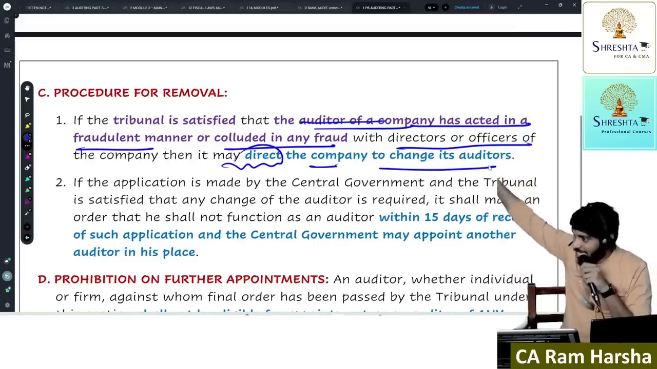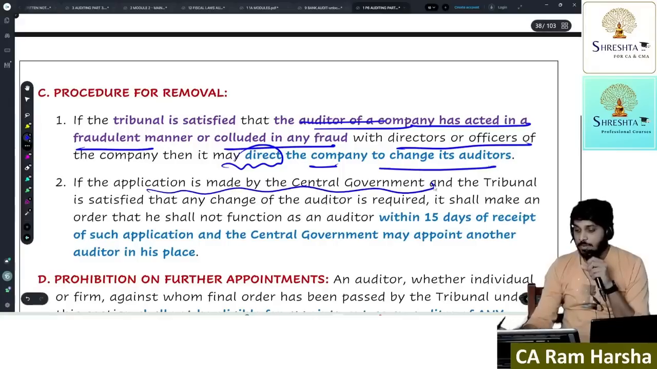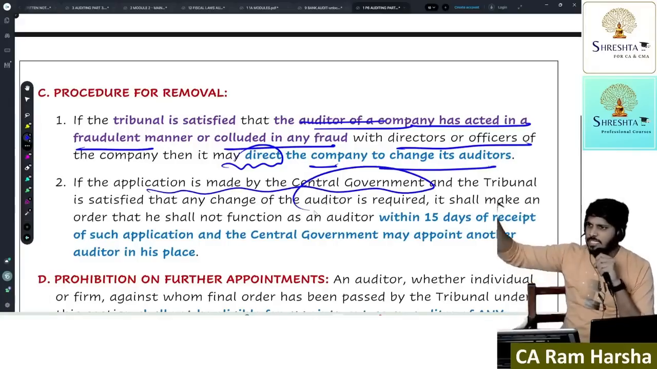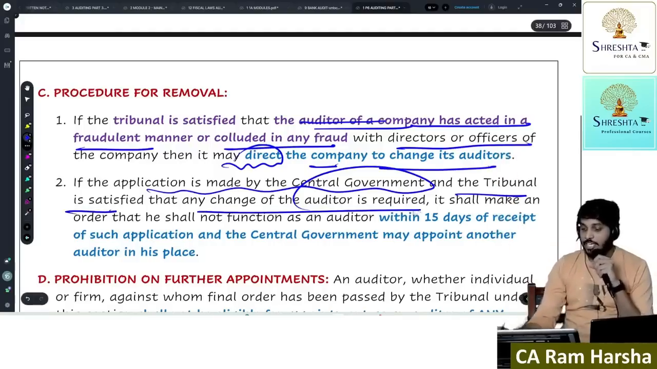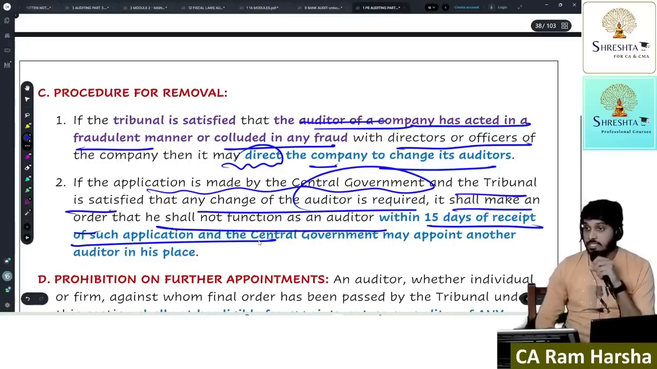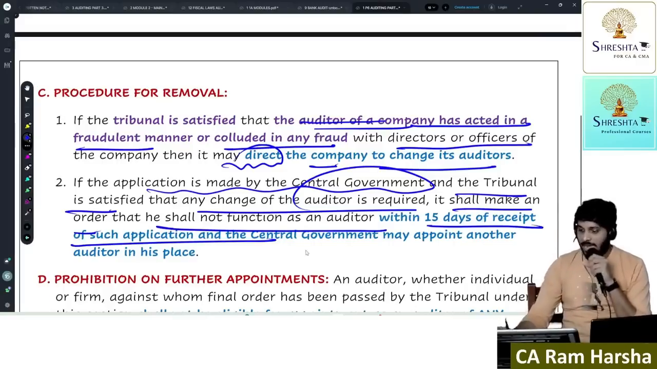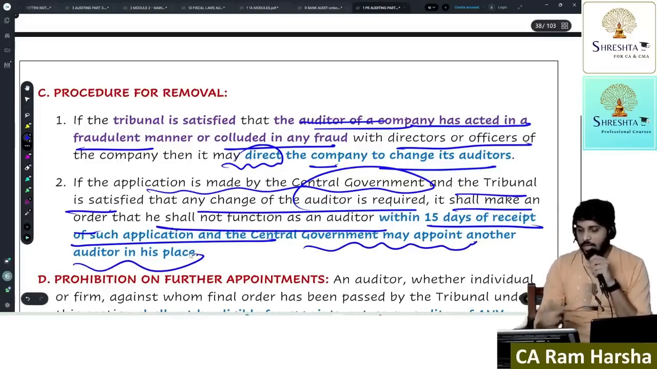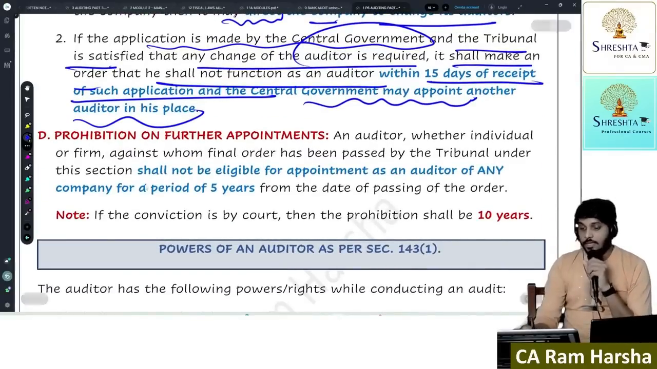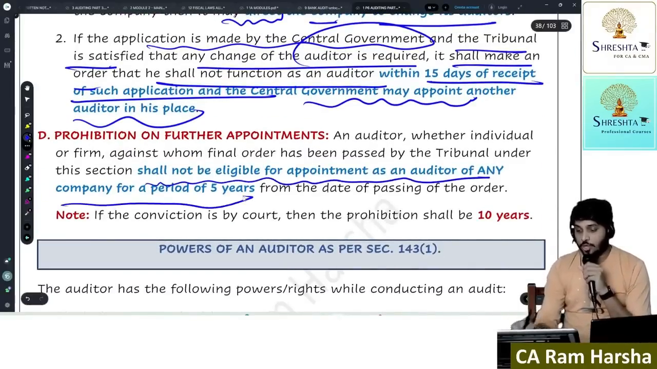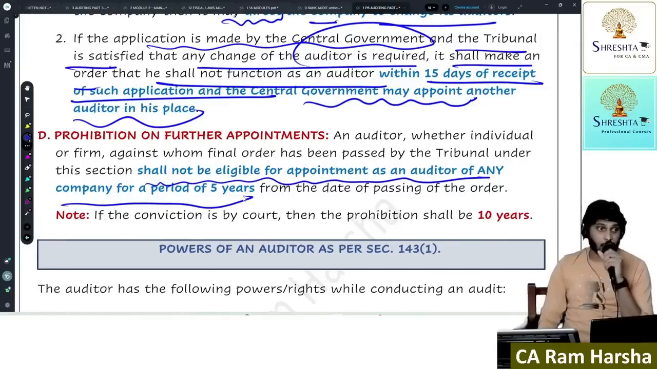In a government company, the C&AG will appoint. Suppose the application is made by the central government. Central government means what? Income tax department, GST department, somebody. Okay. And if the tribunal is satisfied that a change is required, then it shall make an order that he will not function as auditor, within 15 days of receiving the application from the central government. And the central government may appoint another auditor in his place. Understood or not? Further, the auditor in respect of whom the prohibition order was passed will not be eligible to become an auditor for another 5 years.